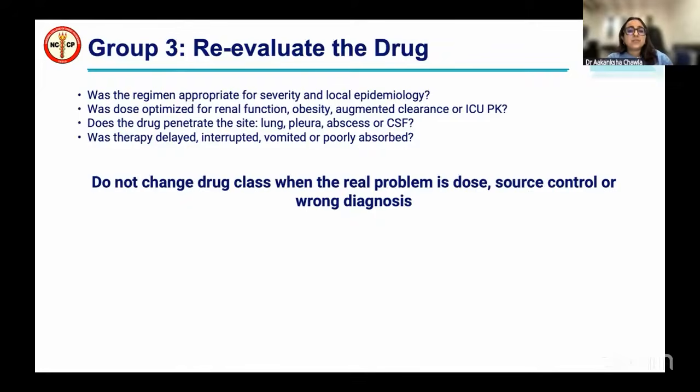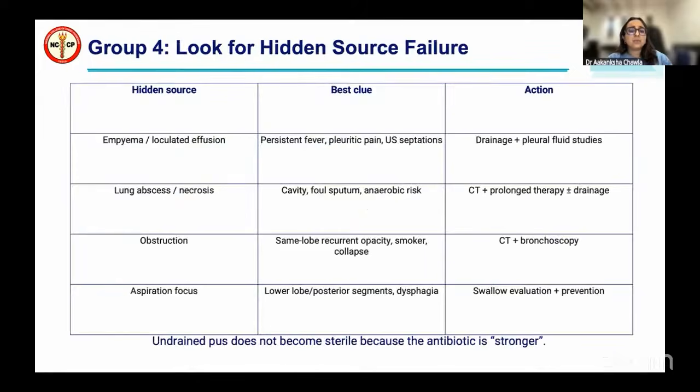Was the dose optimized for renal function, obesity, augmented clearance? The pharmacokinetics and dynamics. Does the drug penetrate the site? We've talked a lot about this: the drug that you're giving your patient, does it actually penetrate that site to treat the infection or not? And did you delay the therapy? Was it interrupted, or is it that the drug is not getting absorbed? So all these things need to be reevaluated and kept in mind when there is a non-resolving pneumonia.